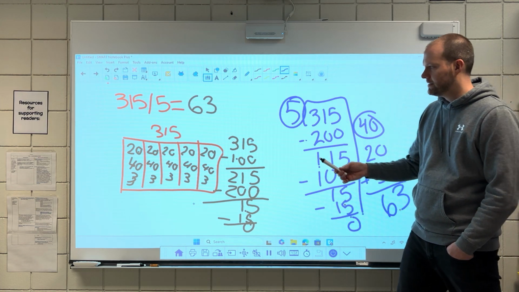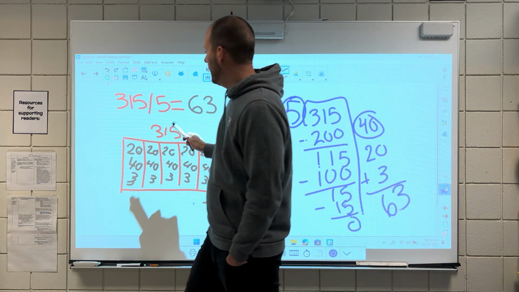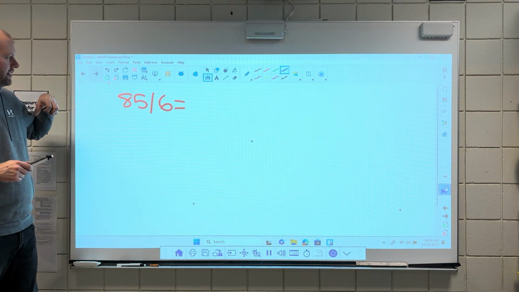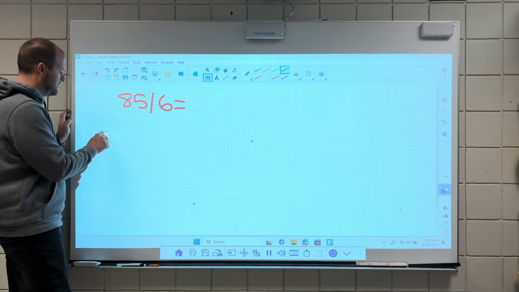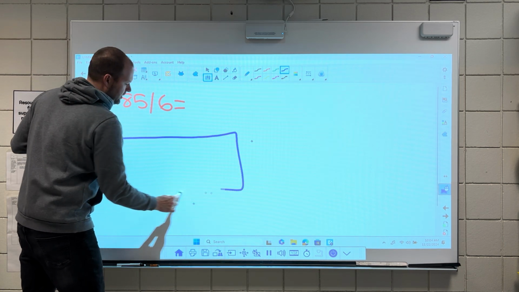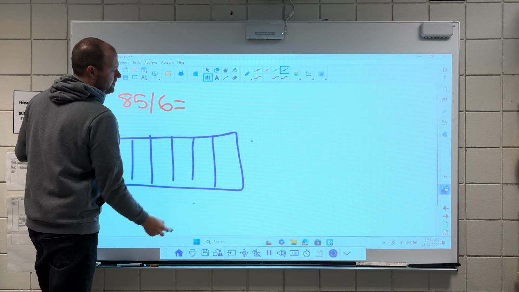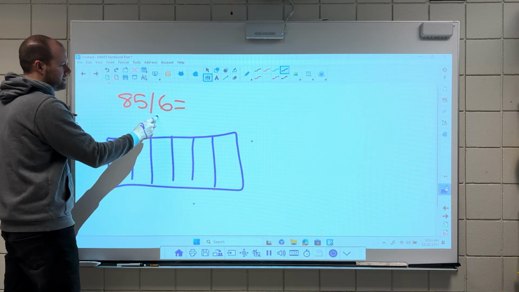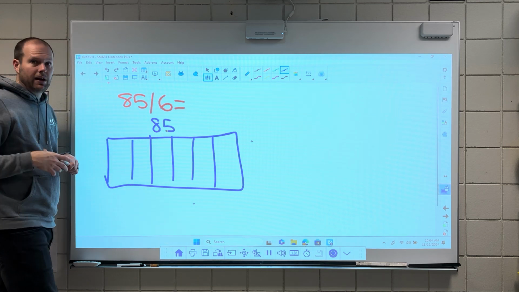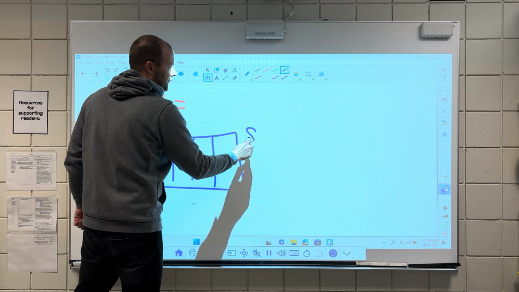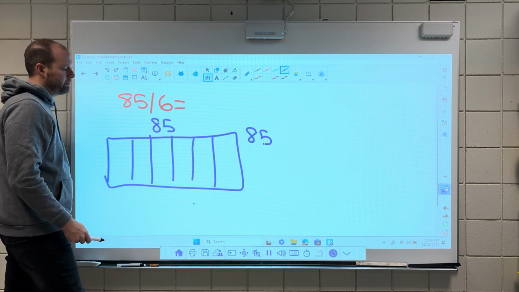Hopefully this is making sense, because now what I'm going to do is move away from this, maybe I'll try the bar model one more time. Let's do 85 divided by 6. Nice big area. 1, 2, 3, 4, 5 lines to divide it into 6 parts. This one is going to have a remainder, and I'm going to show you what that would look like. Again, I have a total of $85 divided into 6 people.